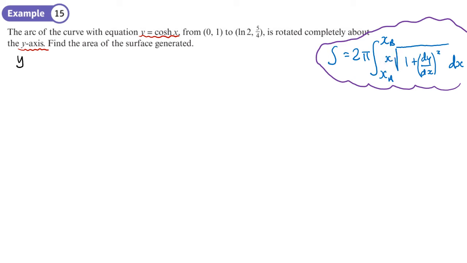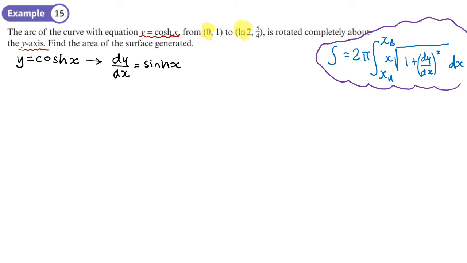Okay, so we've got y equals cosh x. So we need to find dy/dx, and when we differentiate cosh x, we get sinh x. Now notice that we have x limits here. Even though it's rotated around the y-axis, it's just easier to use this form. So that means that we need to swap in these values here, 0 and log 2.